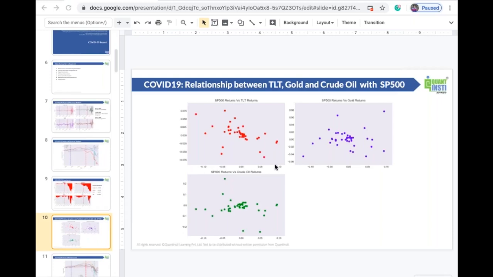But still, this is very few data points to conclude anything. For gold, we see there is no relationship with S&P 500 because these dots are spread across this plot, as we can see. And similarly, for crude and S&P, it seems like the far points are negatively correlated, but the near points are positively correlated. So we cannot conclude anything for crude.